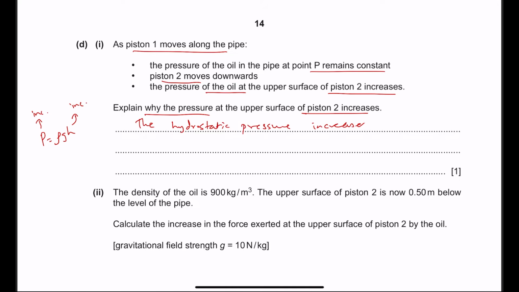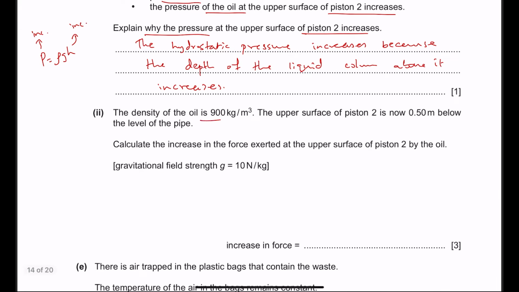You can also say the pressure due to the liquid increases because the depth of the liquid column above it increases. And now they're saying that the density of the oil is this, and the piston 2 has moved this amount of height. This is the height that has changed. This is the density. And they're saying calculate the increase in the force on the piston 2.